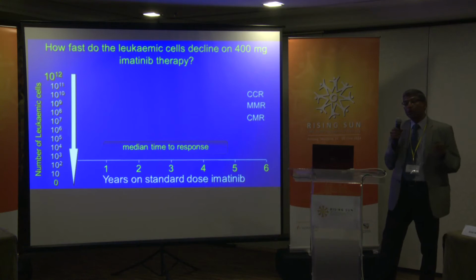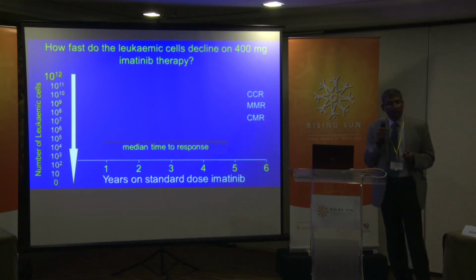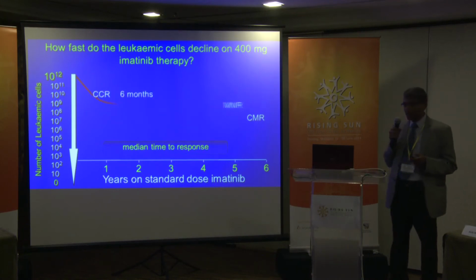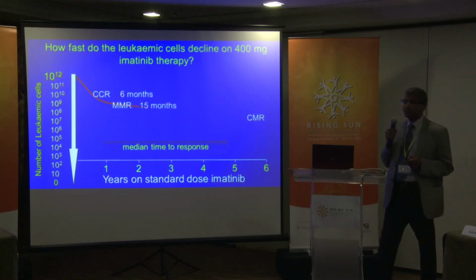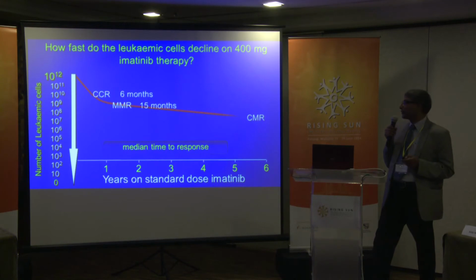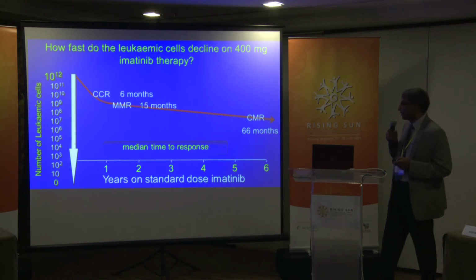And these occur over various time frames. The one that occurs quickly is, of course, the cytogenetic response, which you tend to get within the first 6 months. And a good measure of patients do achieve a complete cytogenetic response at the end of 6 months. Then you have, over a long period of about 15 months to as high as 66 months, the achievement of a major molecular response to a complete molecular response. And this is again a long period of time.